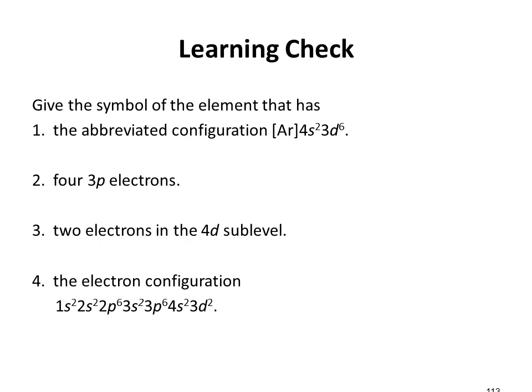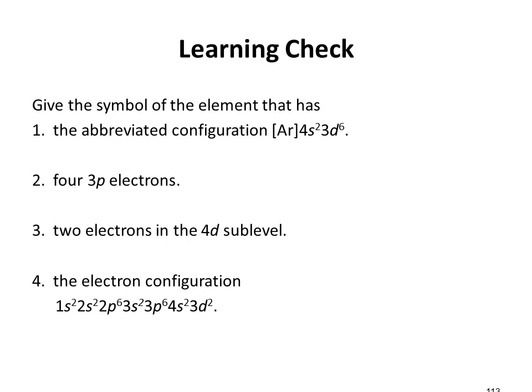Give the symbol of the element that has 4 3p electrons. So 4 3p electrons. We find period 3, and in the p block we have aluminum, silicon, phosphorus, and sulfur is the fourth one over.